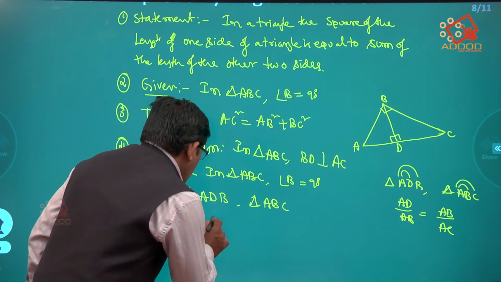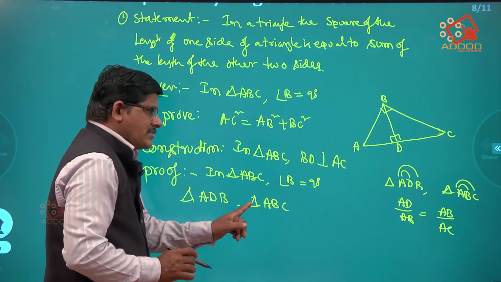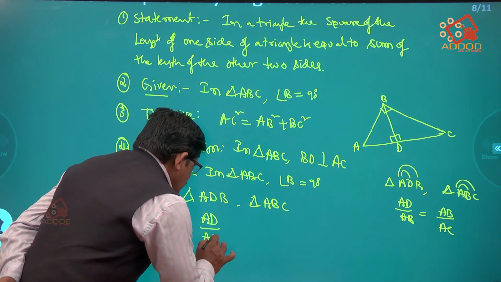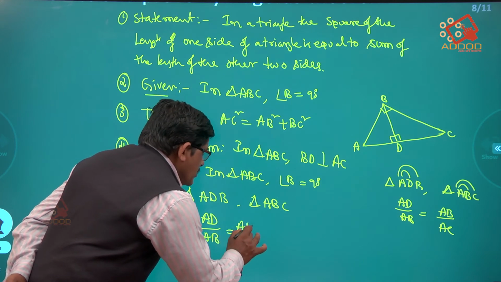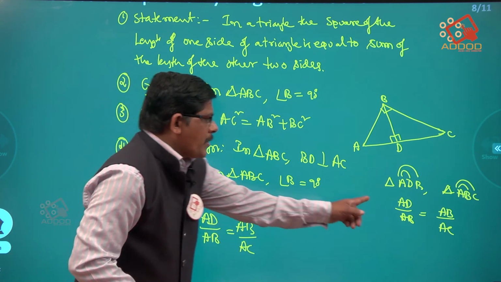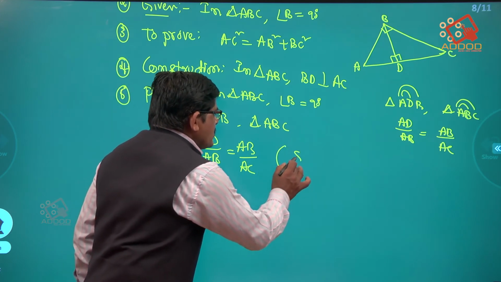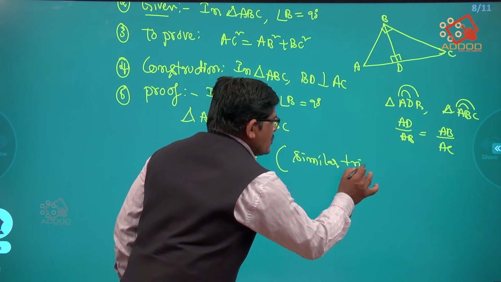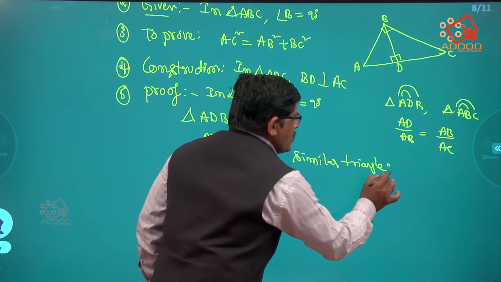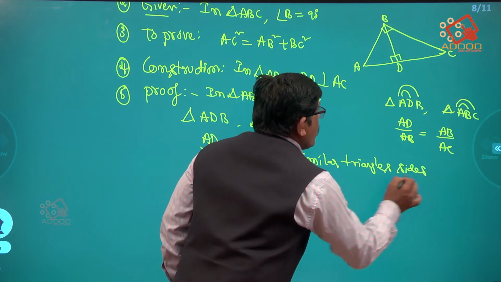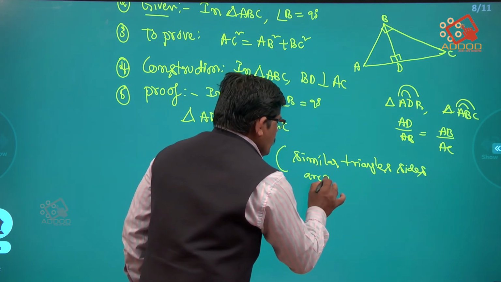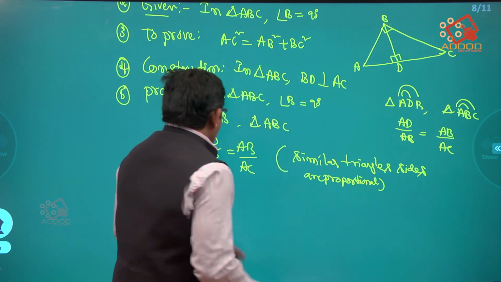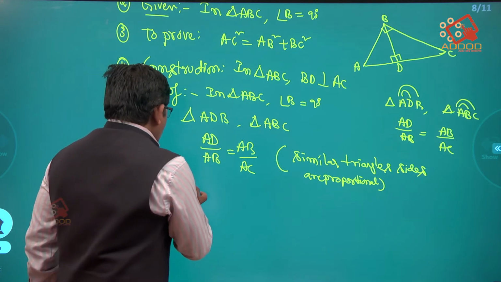What is the condition right here? In two triangles, similar triangles are taken. The condition right here, AD by AB is equal to AB by AC. Here those sides are proportional. It is called similar triangles. Sides are proportional.